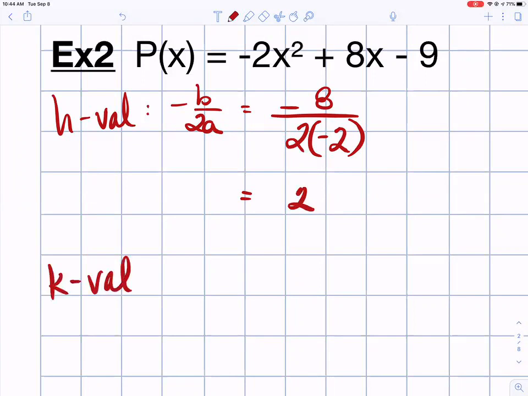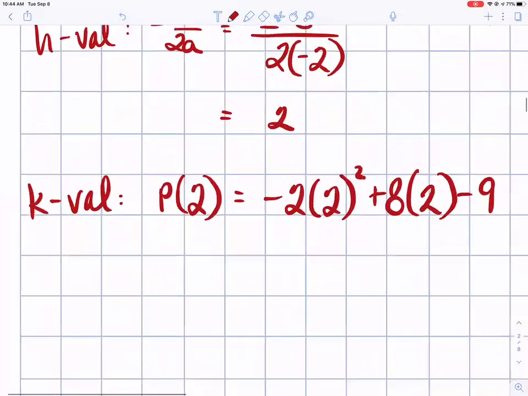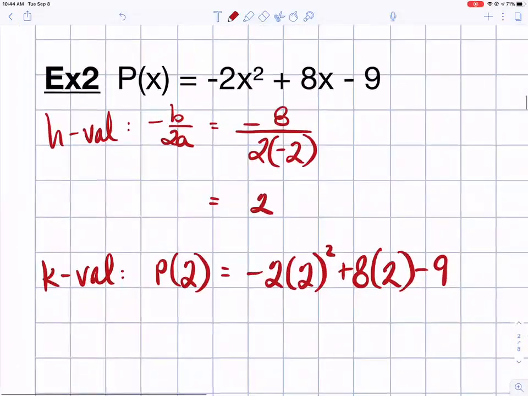How do I go about finding my K value once I know my H value? Plug and chug. Okay, so P of 2 is going to be negative 2 times 2 squared plus 8 times 2 minus 9. Go ahead, Jacob. On the bottom, so how did you get to? How do I get this 2? Yeah. What's 8 divided by 4? That's how I got 2. No, it's all right. Does that make sense?